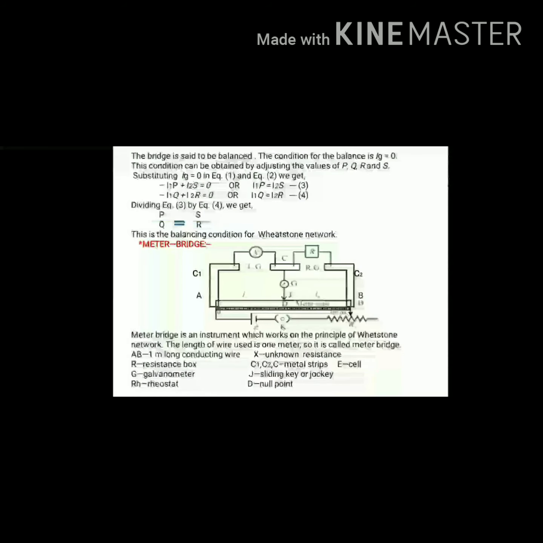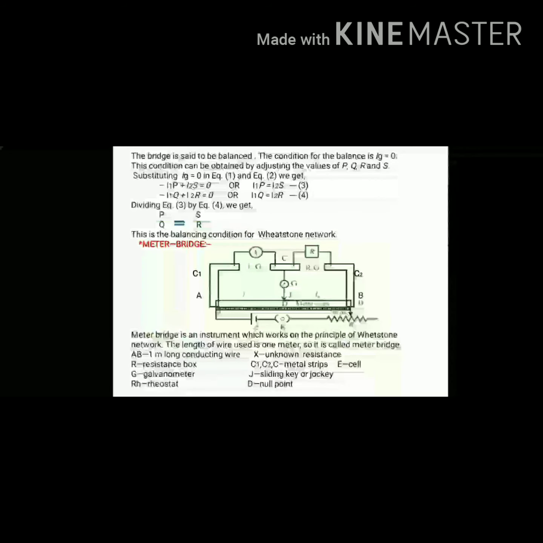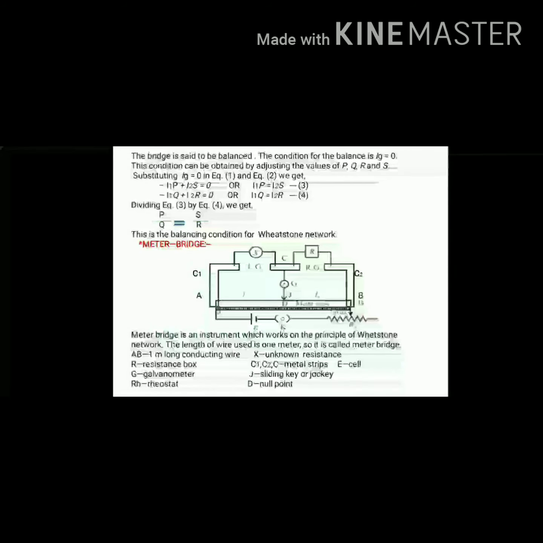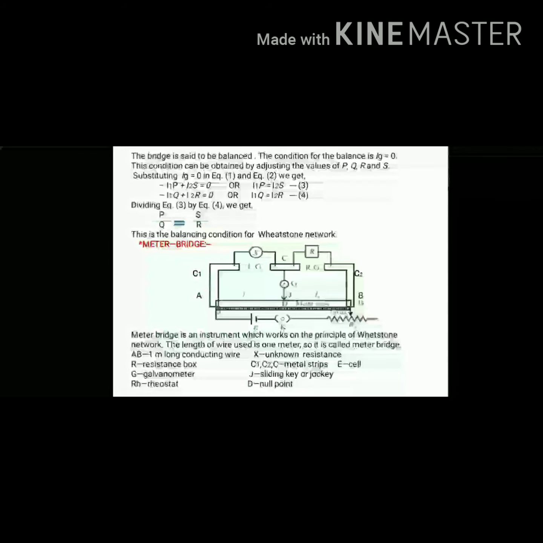Next point, meter bridge. The meter bridge is a modification of the Wheatstone network used to determine unknown resistance. It is an instrument which works on the principle of the Wheatstone network, so it is called the Wheatstone meter bridge. The length of wire used is 1 meter, so it is called the meter bridge. First, we have to see the diagram. Construction of the meter bridge.